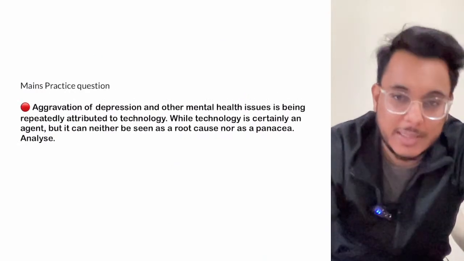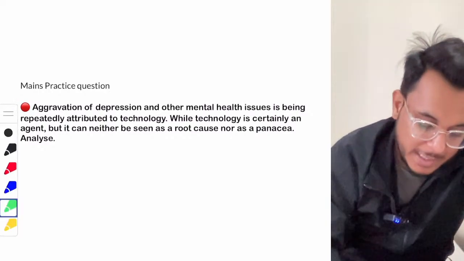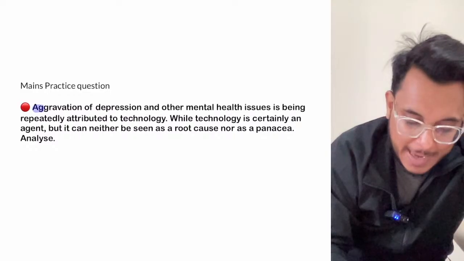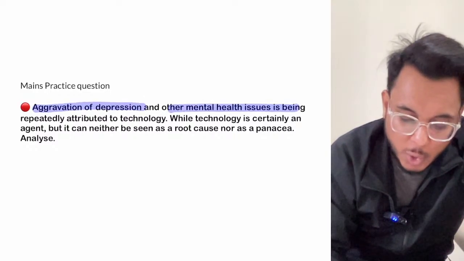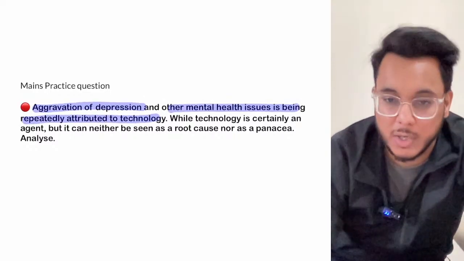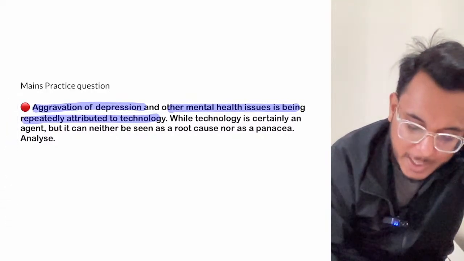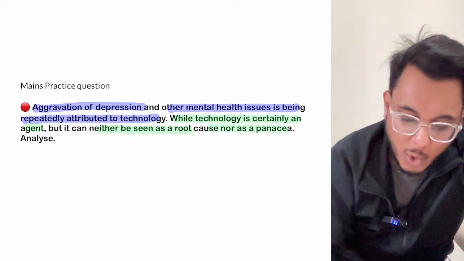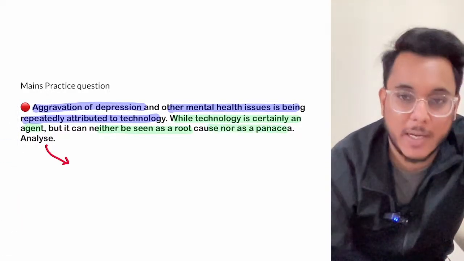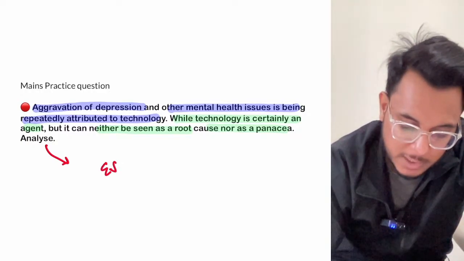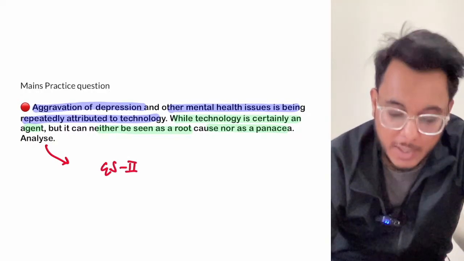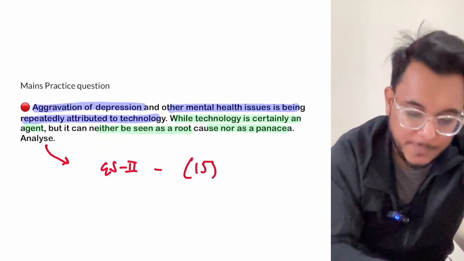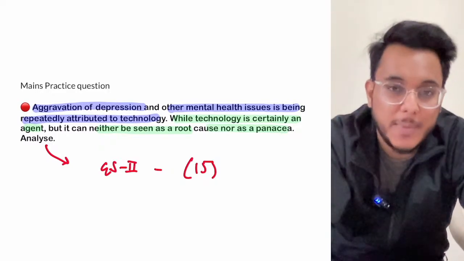And now let's take the mains practice question for today. The question reads: aggravation of depression and other mental health issues is being repeatedly attributed to technology. While technology is certainly an agent, it can neither be seen as a root cause nor as a panacea. Analyze this statement. This question will be important for GS Paper 2. It will be a 15-marker question. So please write it. That is all, guys, about the newspaper analysis for today.